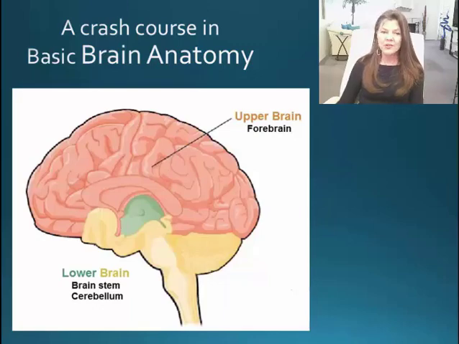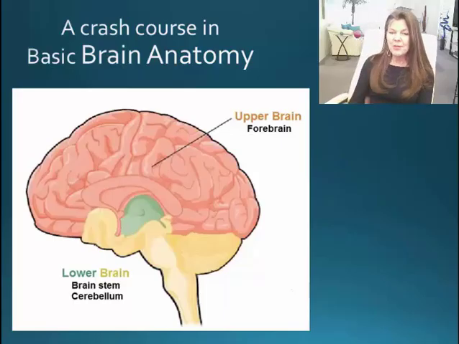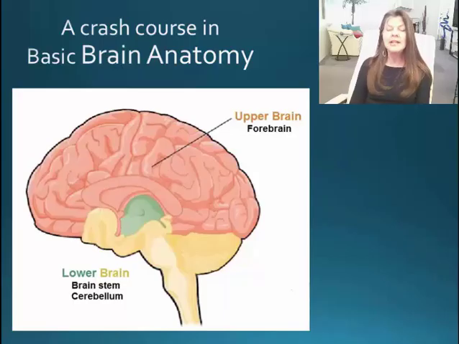Okay, our crash course in basic brain anatomy. First, the human brain can be divided into two major areas. The lower brain, consisting of the green and yellow areas in this picture, and the higher brain, called the forebrain, and represented by the orange part of this picture. You can think of these as like the continents on a globe.